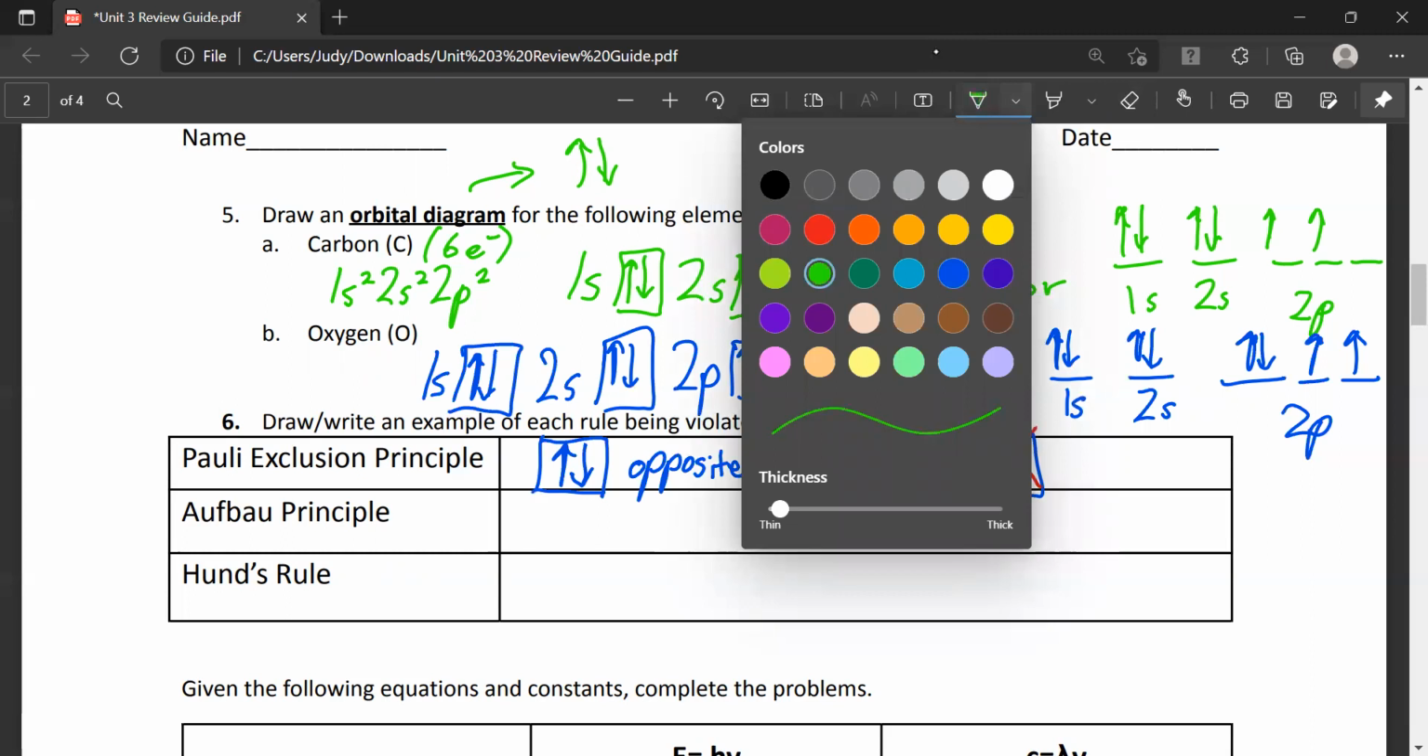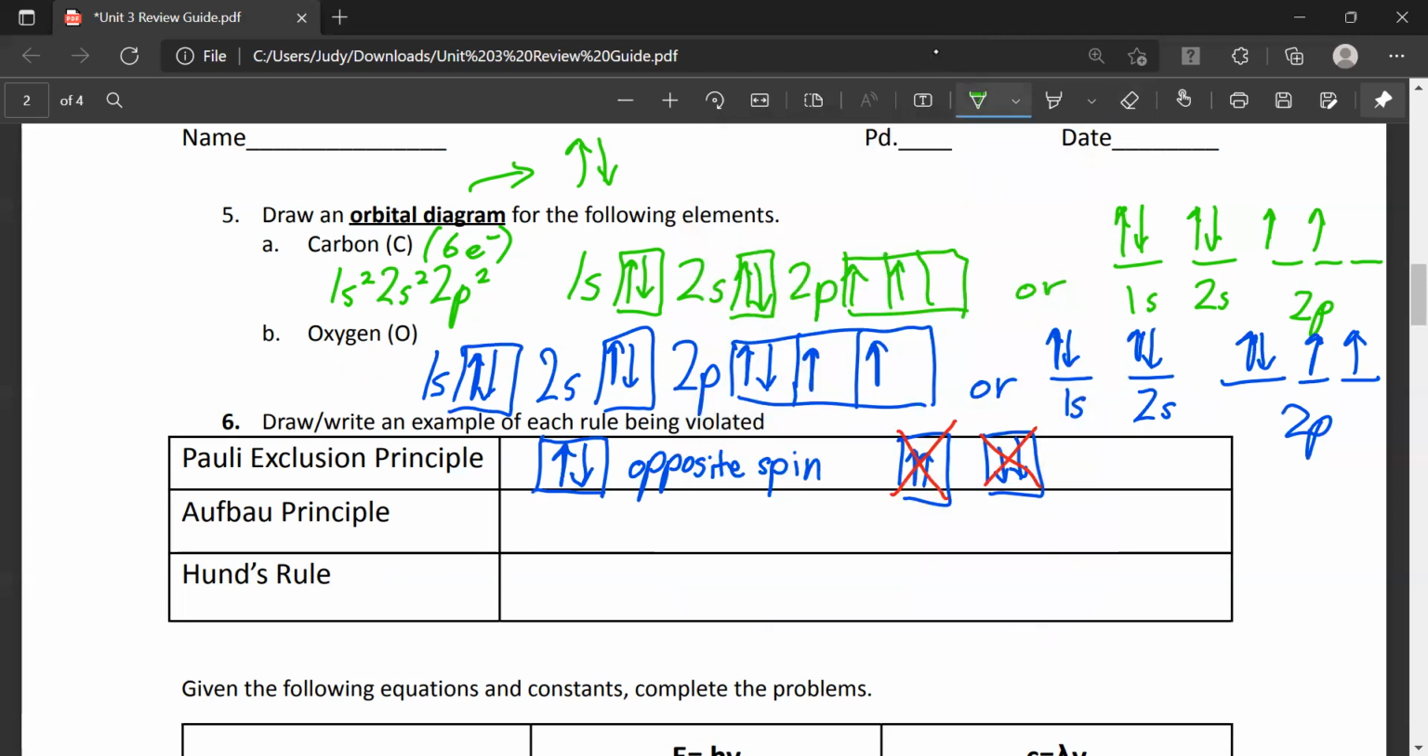Next, we have the Aufbau principle, which means in order. So always remember the word order. If I give you an example like 1s2, 2p6, and 2s2, we know something is wrong because we know s always goes before the p. So these have to switch places. The correct answer would be 1s2, 2s2, and 2p6.